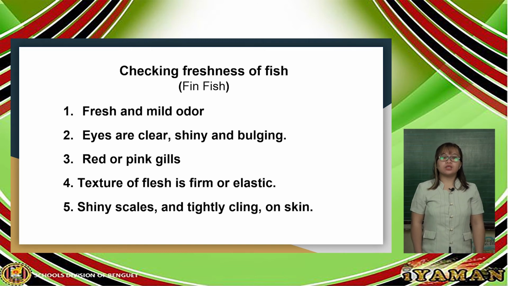Next we have the texture of the flesh, which is firm or elastic. If you touch it, it should not sink in. It should have an elastic texture. And lastly, it should have shiny scales that cling tightly to the skin. Cling means they are still intact. The scales are intact on the skin.